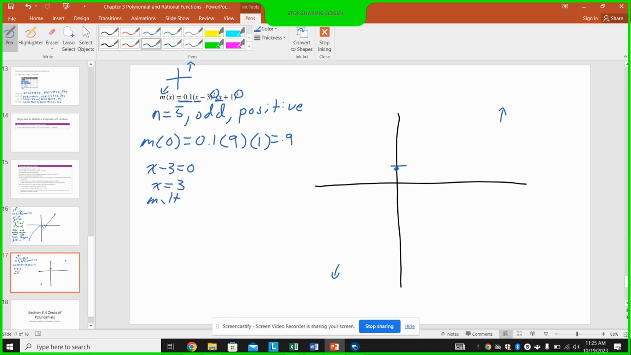Very good. Then I'm going to take x plus 1, and I get x equals negative 1 with a multiplicity of 3. Very good.